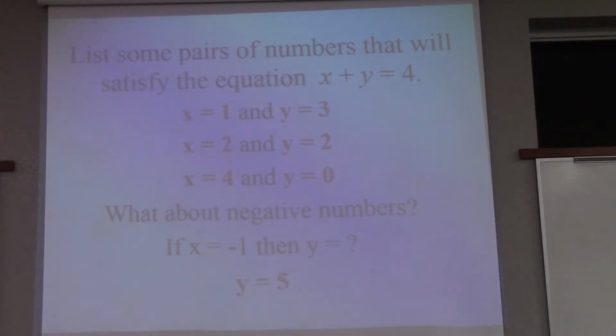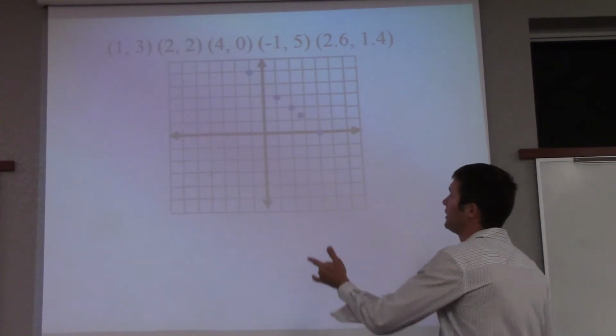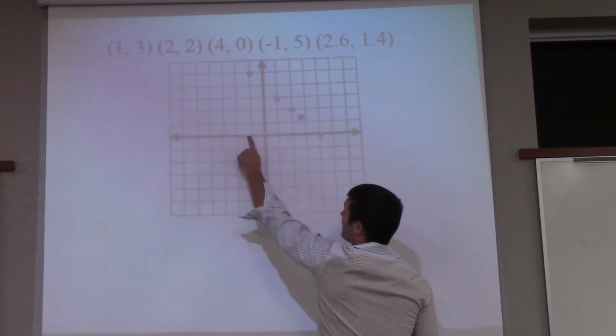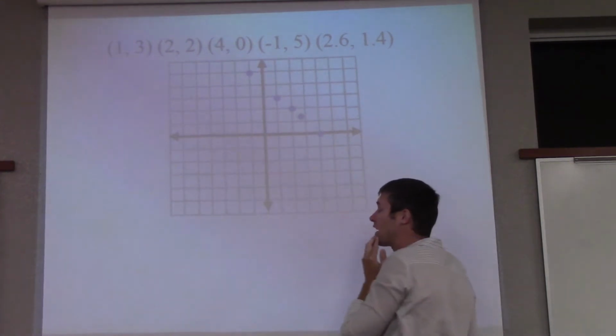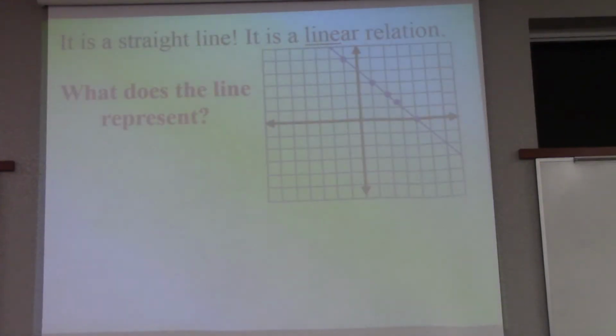Well, think about other things. We could do decimals. 2.6 plus what? So $2.60 plus what would give us $4? $1.40. So now we could graph all these points. We graphed 2, 2, 4, 0, 1, 3, negative 1 and 5. This here was 2.6 and 1.4. And what you see is we can connect all those with a line. All right? So if I connect it, there we go.